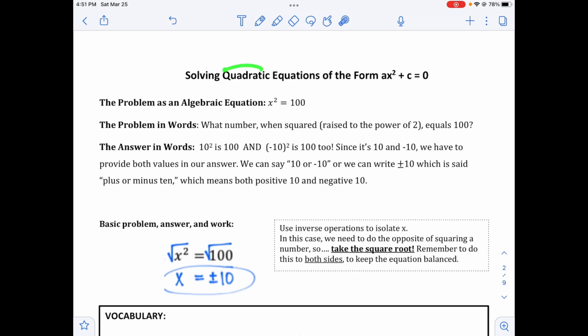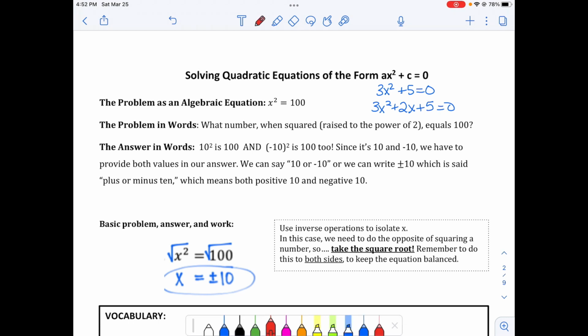Quadratic equations have an x squared as their highest exponent in them, and what this is saying is that we're dealing with equations like this: 3x squared plus 5 equals 0. We are not dealing with equations like 3x squared plus 2x plus 5 equals 0. This extra term with the x would get us stuck right now. We would not be able to use a square root to solve it, and you will learn how to solve equations like that using factoring or the quadratic formula or completing the square, all in Algebra 2 next year.